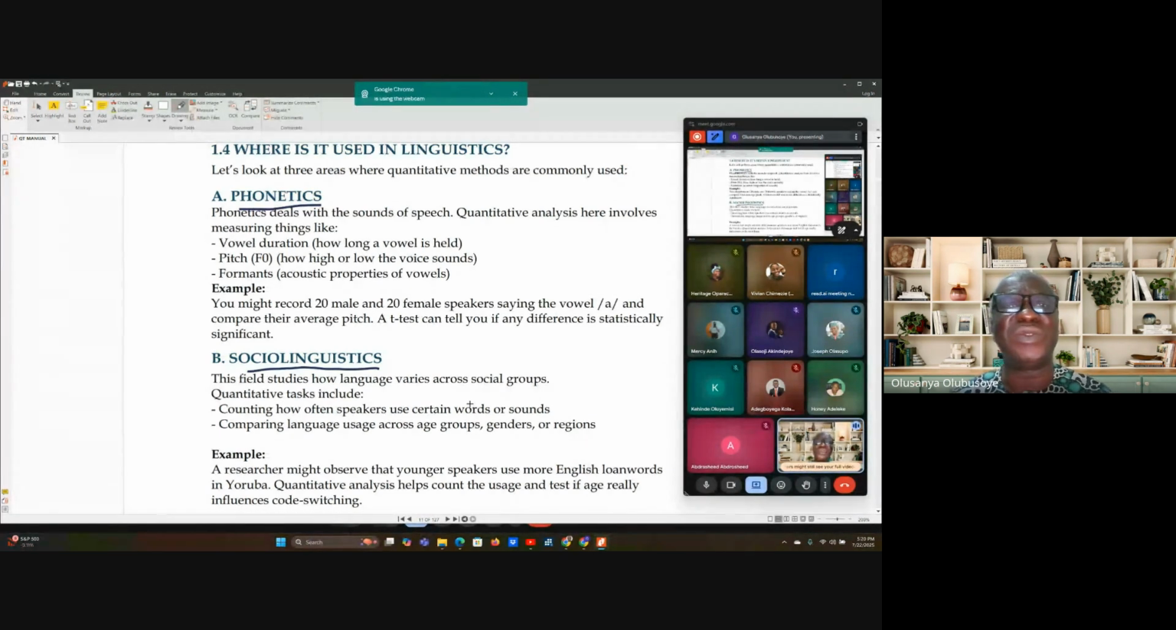We can also use it to study pitch. That's how high, how low the voice sounds. Then it could also be formant. That's the acoustic properties of vowels. So you have an example there. We can take data from 20 males, 20 female speakers, and ask them to say the vowel.